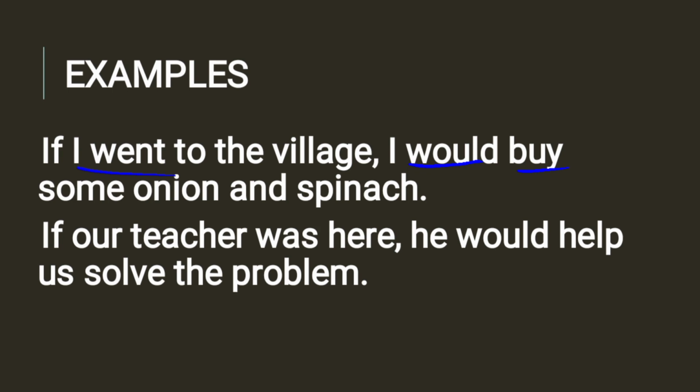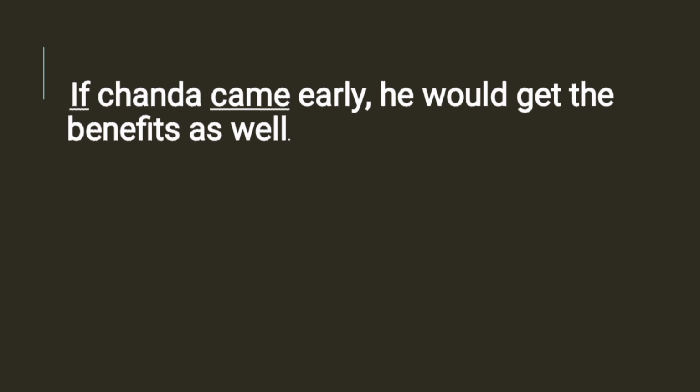Example number 2. If our teacher was here, he would help us solve the problem. So do not put he would have helped, then you are changing everything here. You are going into another type of condition. Just know that for improbable condition, we are supposed to have past simple here. We have was, then would plus the verb. The verb should be neutral. Do not tamper with the verb. So he would help us solve the problem. That is about the improbable condition.